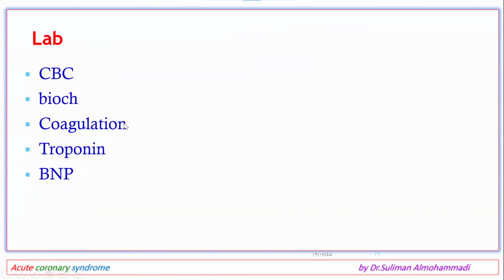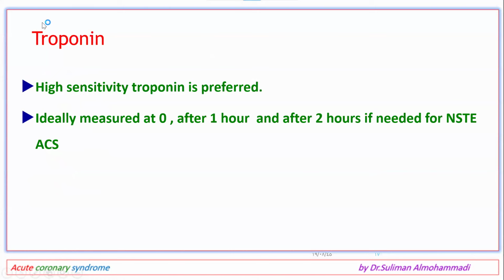The labs include CBC, biochemistry, coagulation, troponin, and CK-MB. For troponin, it is recommended to use high sensitivity troponin, ideally measured at zero, after 1 hour, and after 2 hours if needed for non-ST segment ACS. As we mentioned earlier, ST segment elevation ACS should not wait for labs to get treatment.